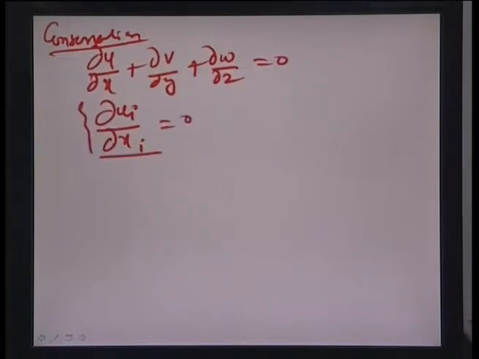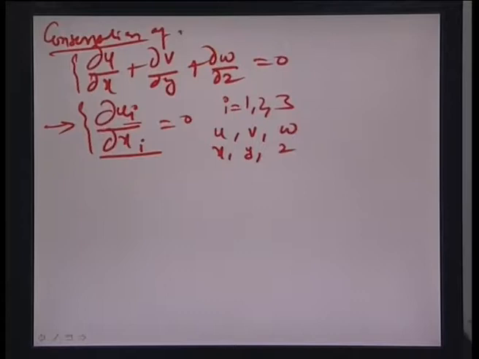Notationally, the i varies between 1, 2, 3 and would represent u, v and w, and x, y and z. So this is a very straightforward equation: del ui by del xi means del u by del x, del v by del y, del w by del z, summation equal to 0. Okay. So this is a notational representation of the conservation of mass equation. It's the first Navier-Stokes equation.